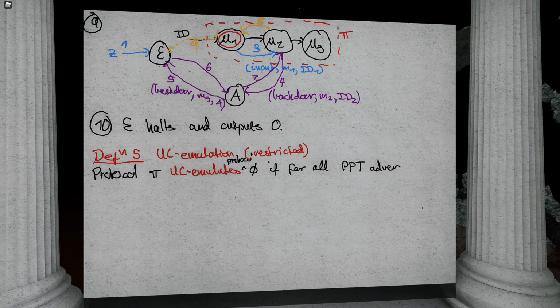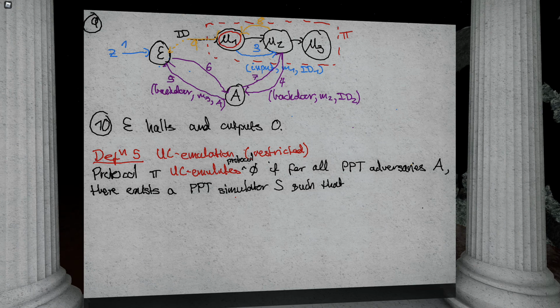Protocol. If for all probabilistic polynomial time adversaries A, there exists a PPT simulator S, and S's job is to make the protocol pi look like protocol phi. So S is not adversarial. We want one that makes the two protocols look the same. Again, because if that's the case, then any attack that works in the real world works in the ideal world, and no attacks work in the ideal world, so we're good.